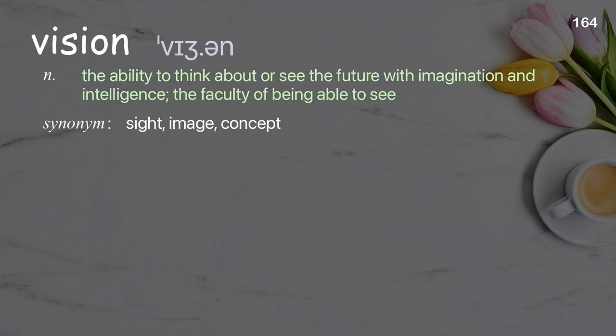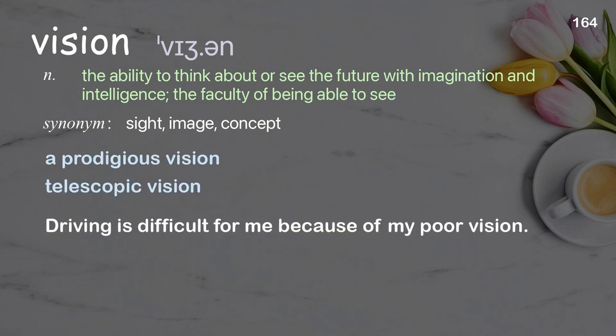Vision: the ability to think about or see the future with imagination and intelligence; the faculty of being able to see. Examples: a prodigious vision, telescopic vision. Driving is difficult for me because of my poor vision.